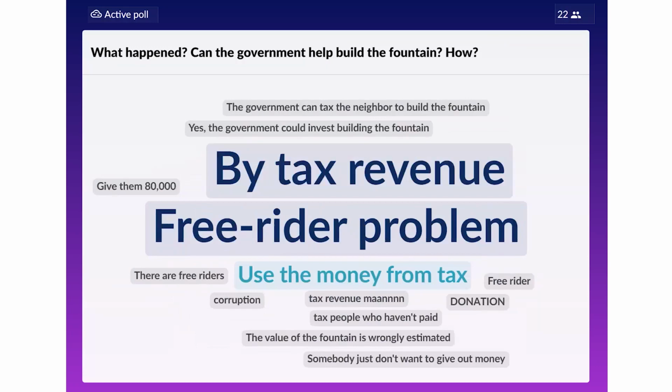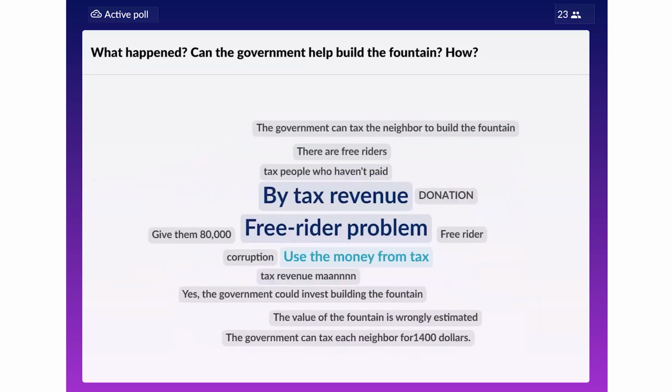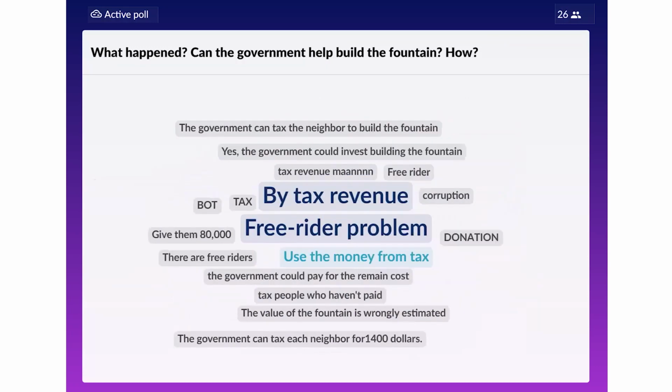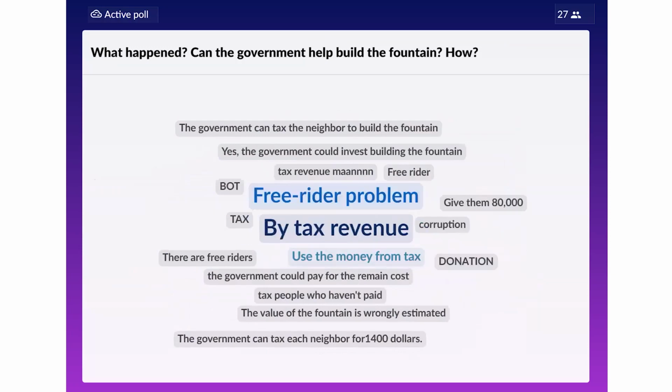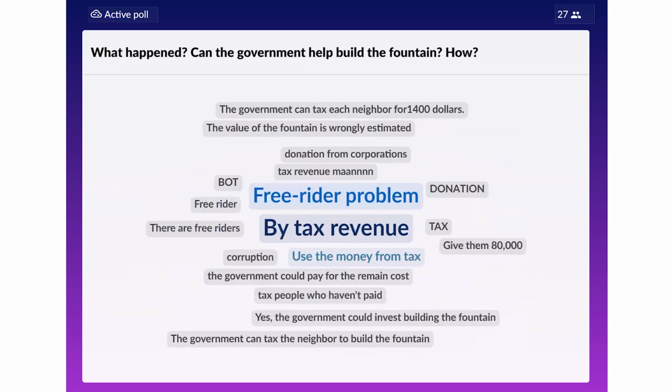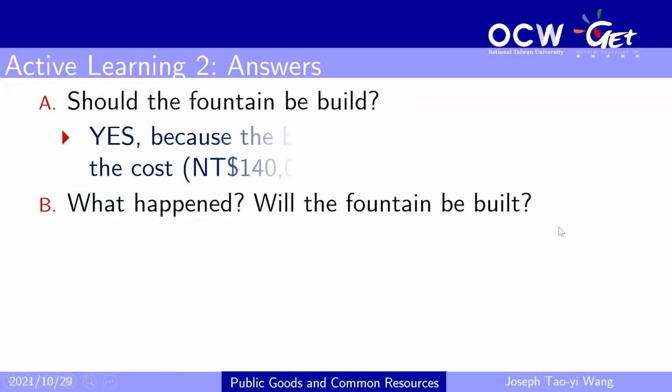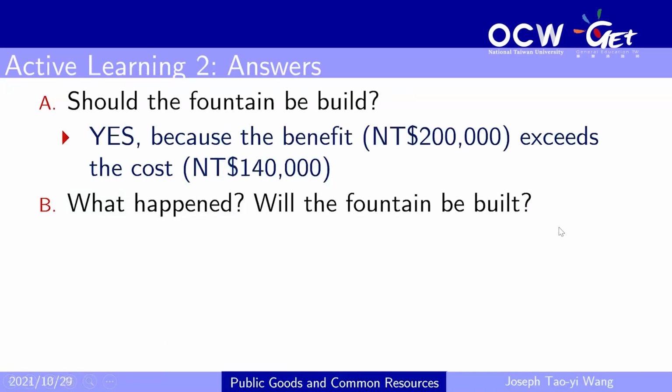Okay, so we see a lot of answers here. The government can tax each neighbor for $1,400, and that would make it. Oh, corruption, that's a problem, yeah. A BOT, that's also possible, yes. Okay, so should the fountain be built? Yes, because the benefit, which is 200,000 NT dollars, exceeds the cost, which is 140,000 NT dollars.